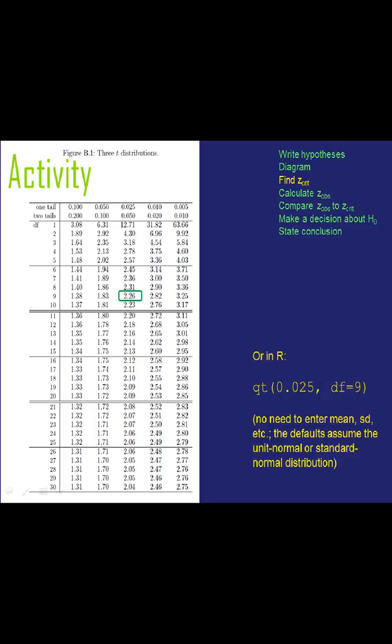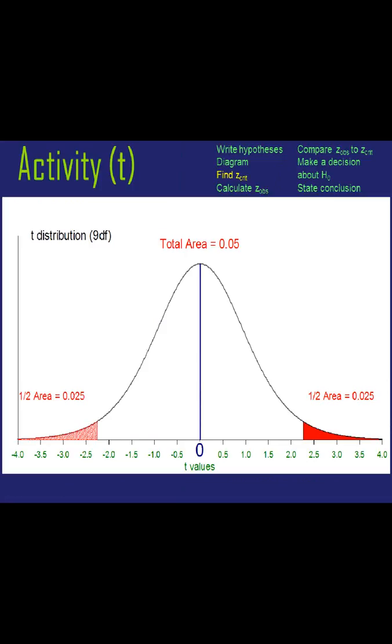Or in R, you could do qt, which is like qnorm, 0.025, but then you have to add in degrees of freedom equals 9. You have to give it the degrees of freedom for t. So we can update our diagram, and now we have new t values. Notice that they've gone further away. 1.96, now it's 2.26. So it's harder to reject the null hypothesis now. And that's one of the consequences of not knowing things. You get punished for that.